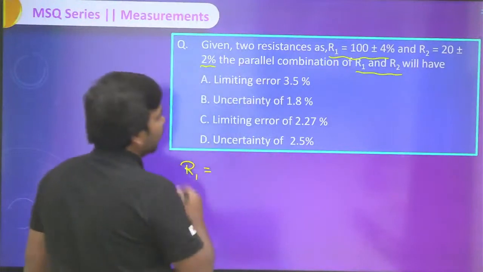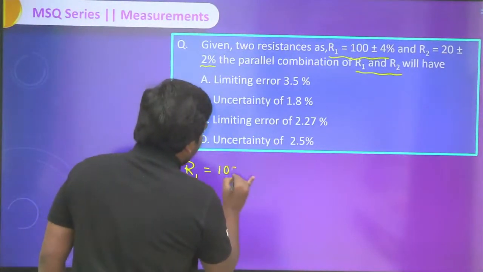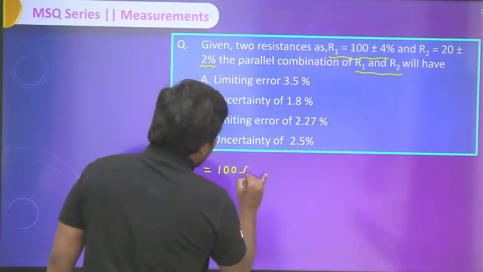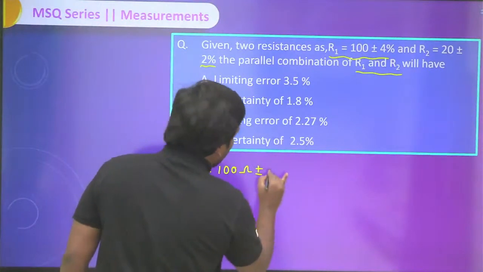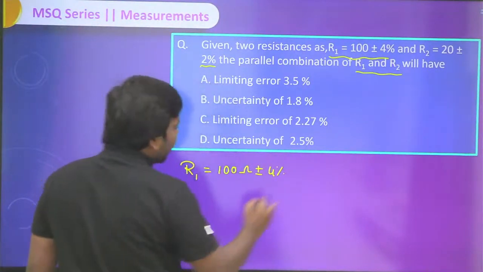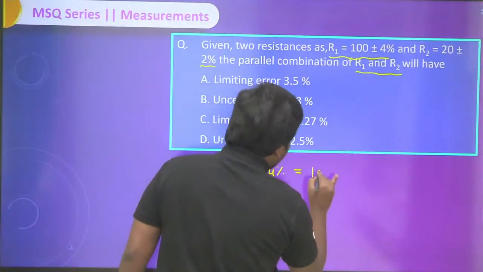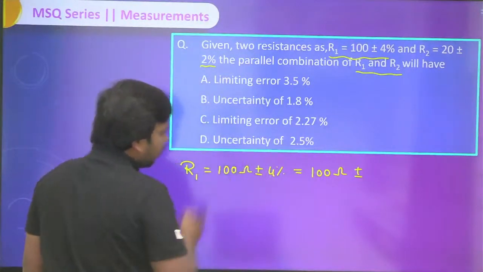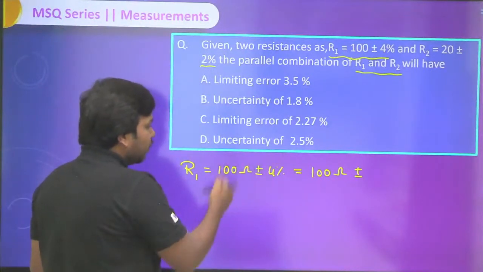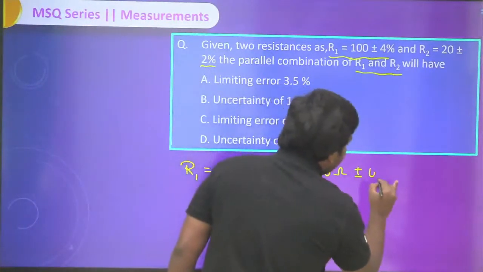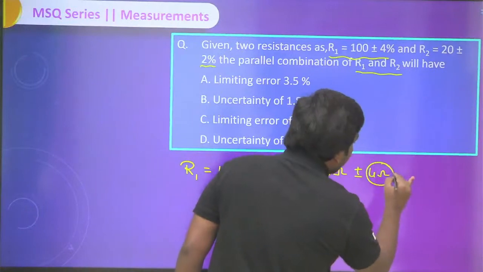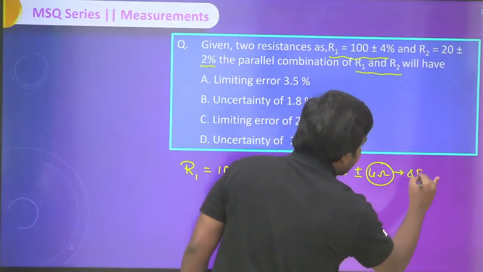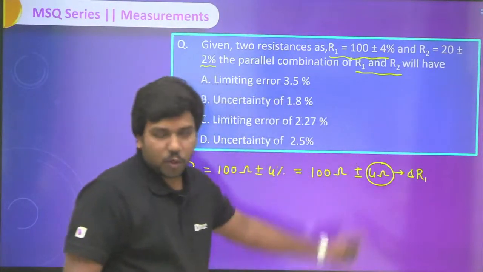So R1, if I write R1, it is given as 100 ohm plus or minus 4%, right? So how can I write this? 100 ohm plus or minus 4% of 100 ohm. Can you please tell me 4% of 100 ohm, how much it is, Krishnaveni? 4% of 100, obviously this is 4 ohm, right? So people do call this particular resistance delta R1, which is considered as a tolerance, right?